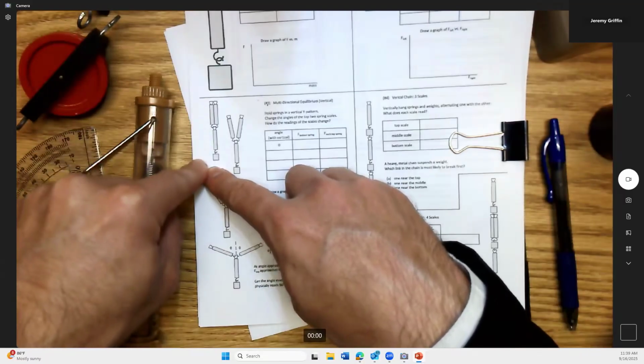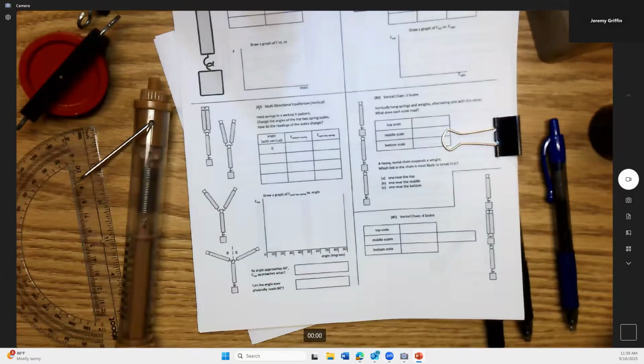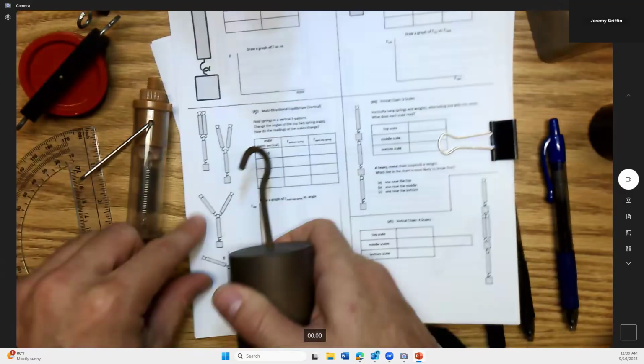Suppose you got, like here, I'll call this a 10 newton weight, which I don't have within reach, but I do have one within reach. Forgot about this guy. Here. Suppose you hang on a 10 newton weight.